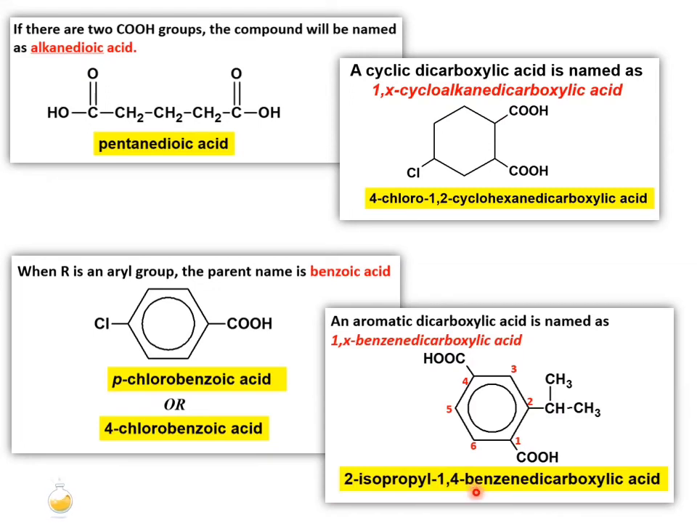So look at the parent name, benzene dicarboxylic acid. So at carbon number 2, we have substituent we call as isopropyl. Alright guys?